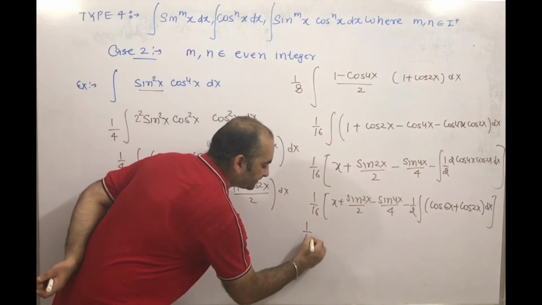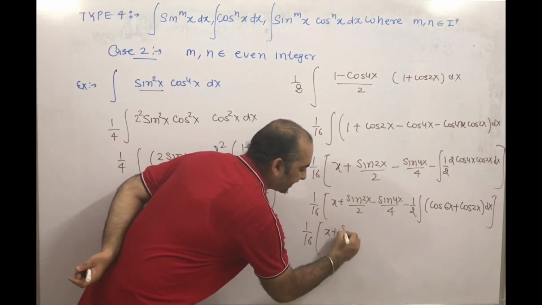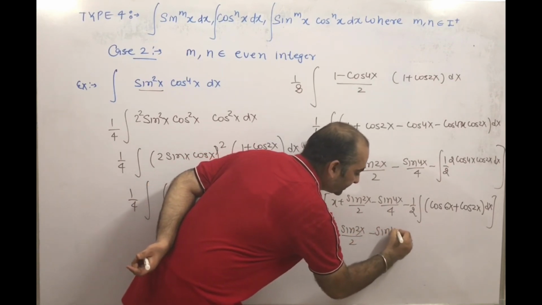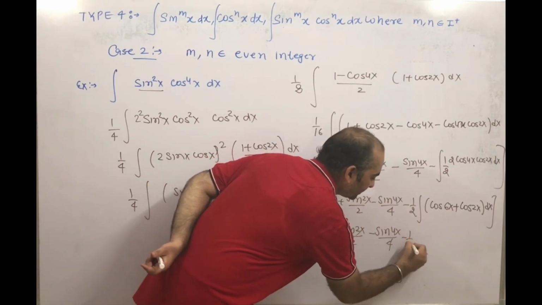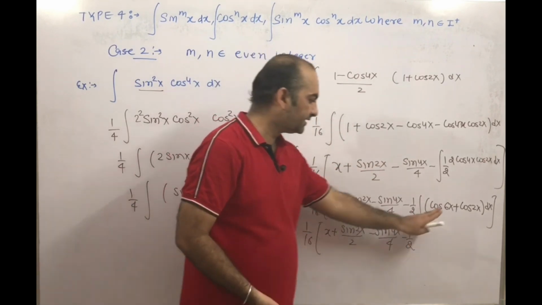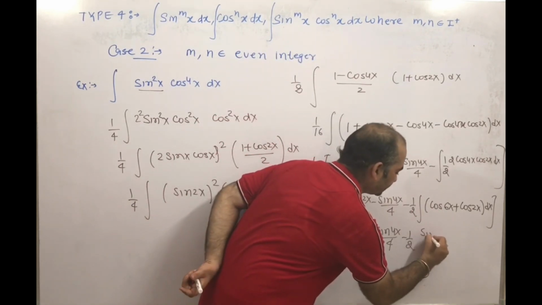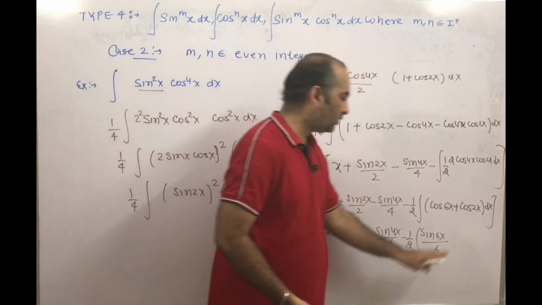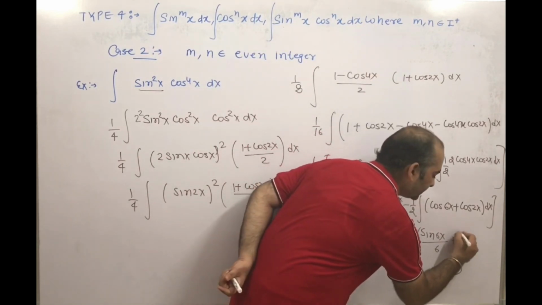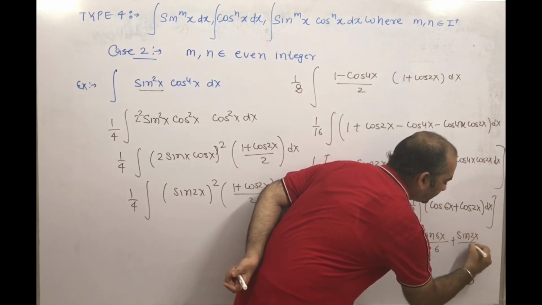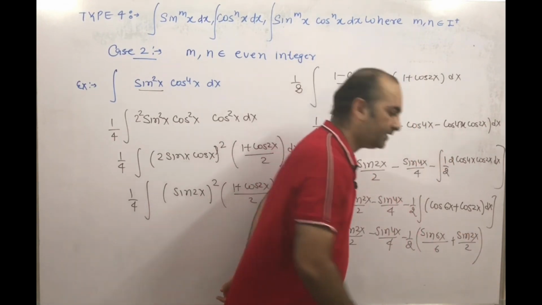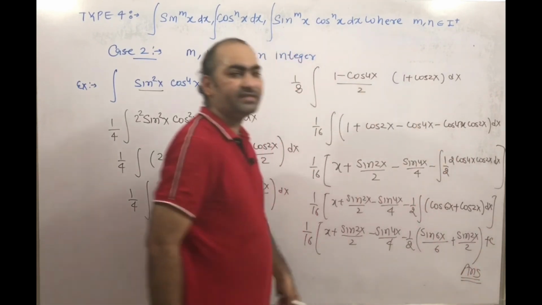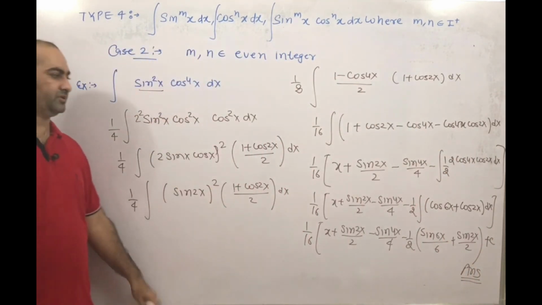So this will come 1 by 16 x plus sin 2x divided by 2 minus sin 4x divided by 4 minus 1 by 2 cos 6x integration, what will come? Sin 6x divided by 6, and cos 2x integration, what will come? Plus sin 2x divided by 2 plus c. This is your answer. So if power is even, how to solve? By this process.